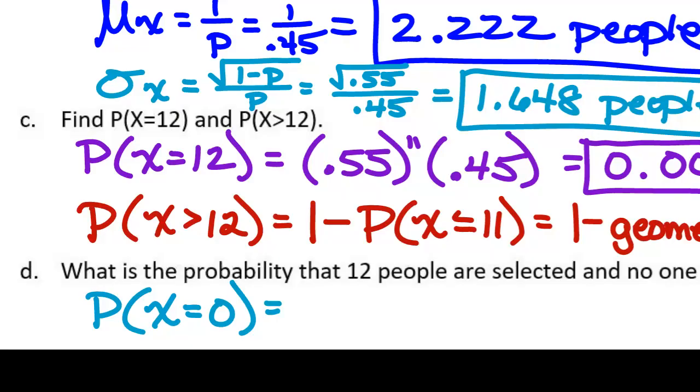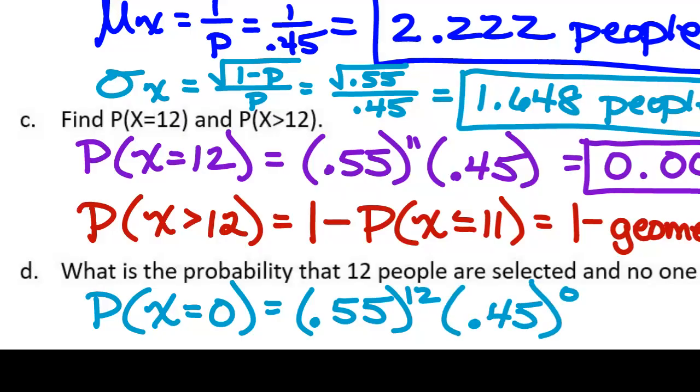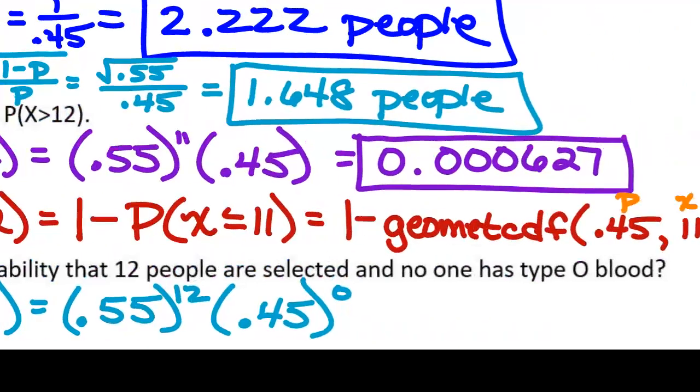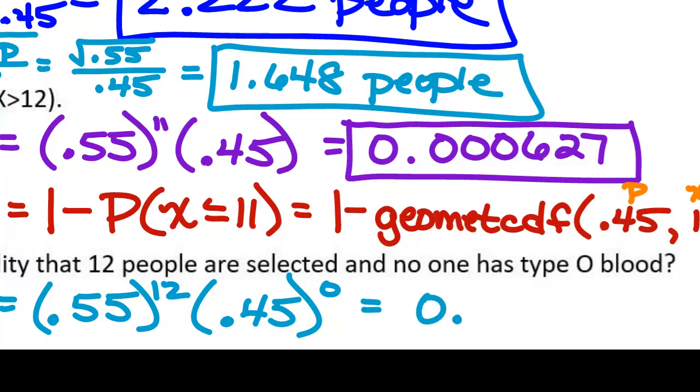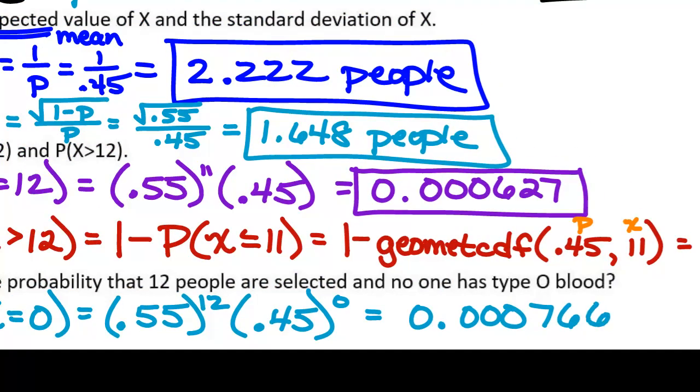You do 0.55 to the power of 12 times 0.45 to the power of 0. Yes. What is anything to the power of 0? 1. So do you actually have to have this part right here? No. And we get 0.000766.